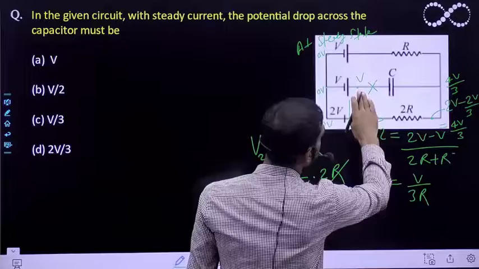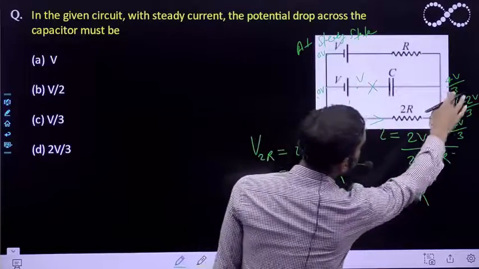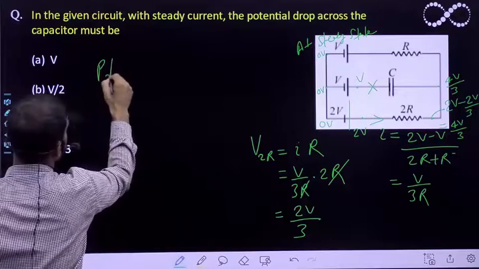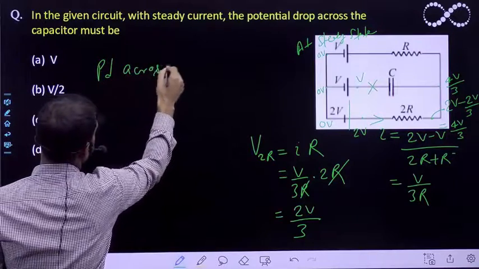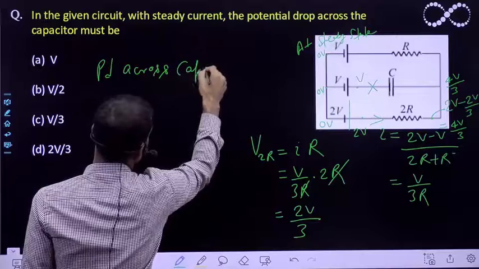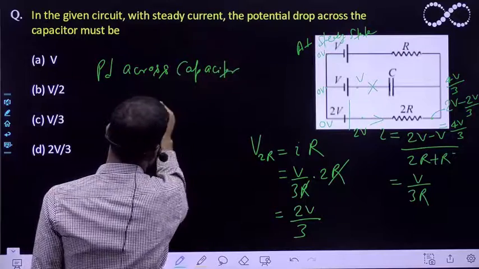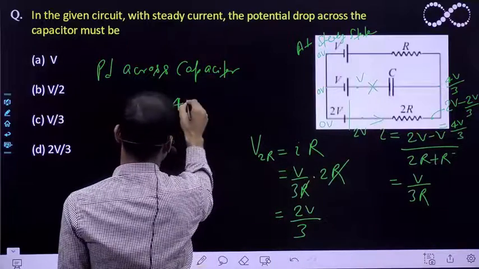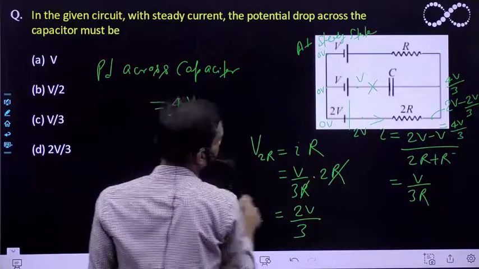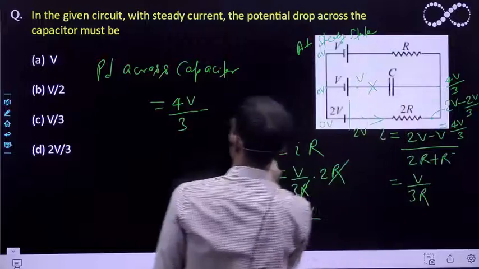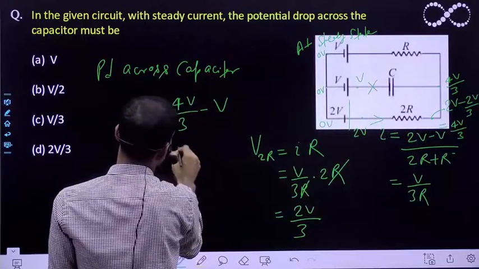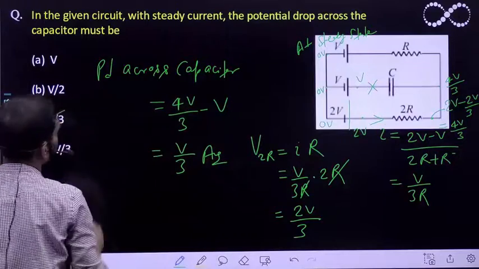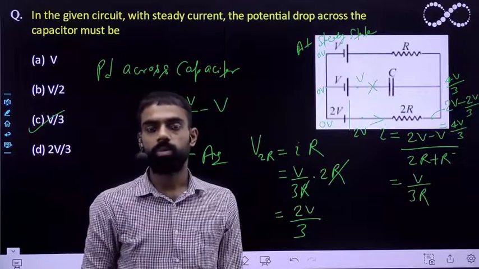Now see what is the potential difference across C. Now you can simply say this is higher potential, this is lower potential. So potential PD across capacitor is equal to, see this is 4V upon 3 minus how much? V. So you will get here V upon 3. So this will be the answer. So V upon 3 is C. Okay students, I hope you understood this question.